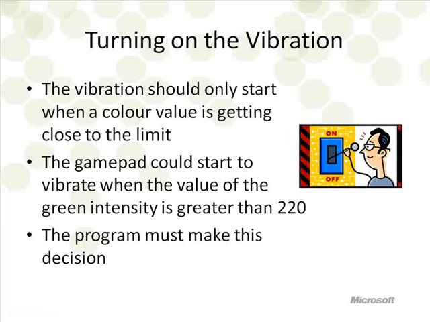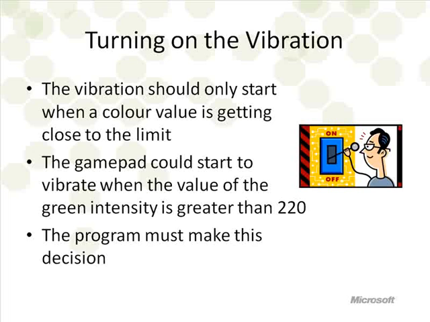Now, the idea is that the game will get more exciting because as soon as you get to a certain point in the game, the gamepad will start to vibrate to indicate that we're into the dangerous bit now. So we want to make the gamepad vibrate when we reach a certain level of color intensity. When the brightness of the color gets above a certain point, the gamepad starts to tremble and everyone gets much more excited. So pick a number, say 220, and as soon as the green intensity gets bigger than 220, I'm going to make the gamepad vibrate.